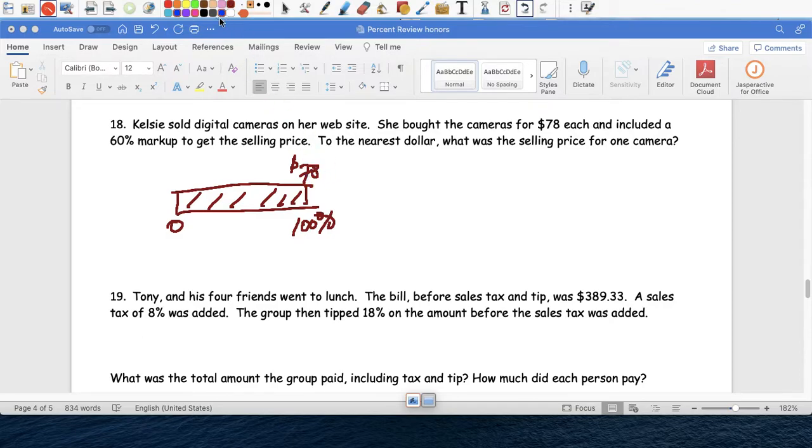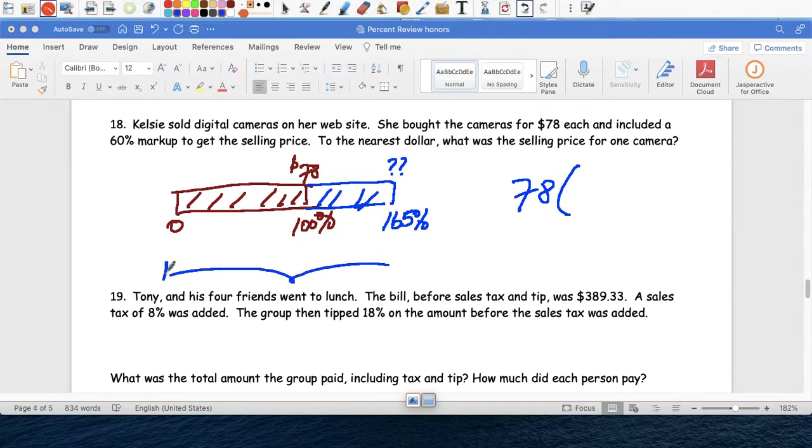She's not going to sell it for $78. She's going to mark it up by 65%. So let's increase this by 65%, which takes us to 165%. This is our sale price. So 78 times, and we want the whole thing, right? We want this whole price from here all the way to here. So therefore, we multiply by 1.65. 78 times 1.65 equals $128.70. That's the sale price.